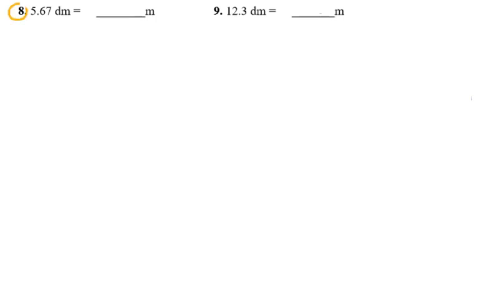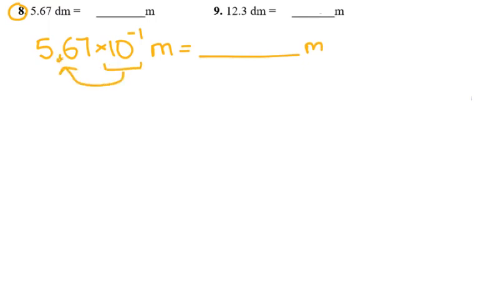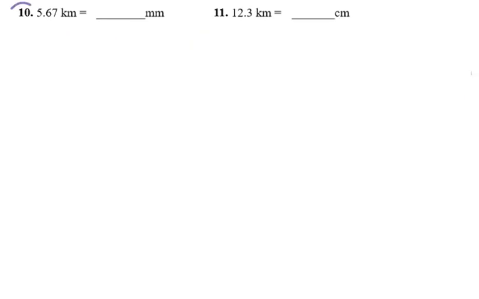I have decimeters, not decameters. Deci means negative 1. So I have 567 deci, negative 1 meters, and I want to write it just in meters. So I'm going to use this negative 1 to move my decimal 1 position to the left. That gives me 0.567 meters.